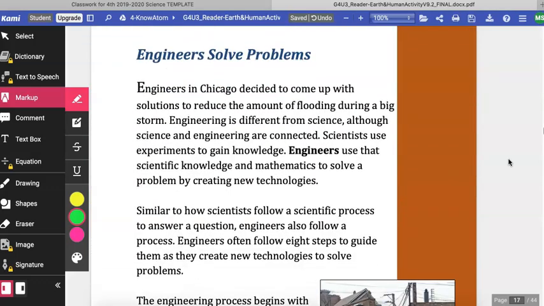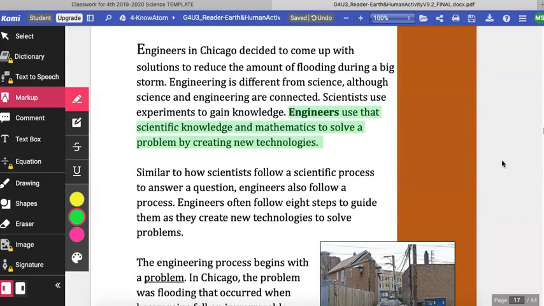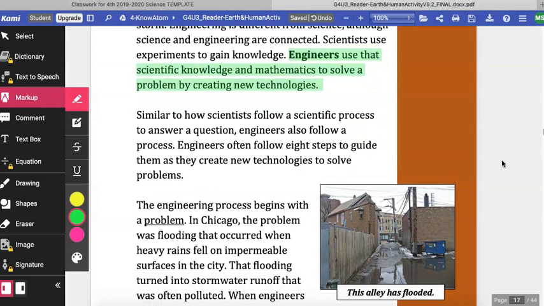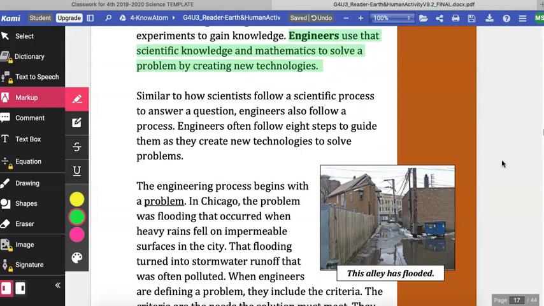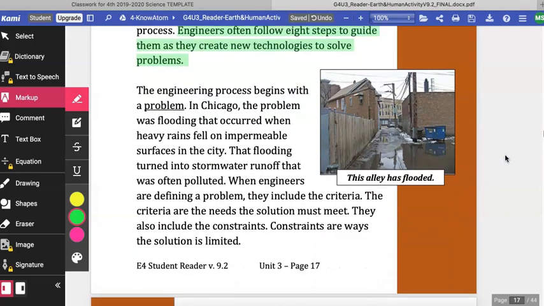Engineers solve problems. Engineers in Chicago decided to come up with solutions to reduce the amount of flooding during a big storm. Engineering is different from science, although science and engineering are connected. Scientists use experiments to gain knowledge. Engineers use that scientific knowledge and mathematics to solve a problem by creating new technologies. Similar to how scientists follow a scientific process to answer a question, engineers also follow a process. They often follow 8 steps to guide them as they create new technologies to solve problems.